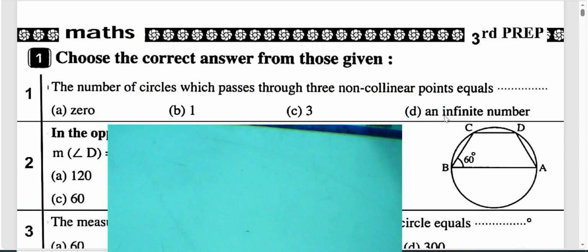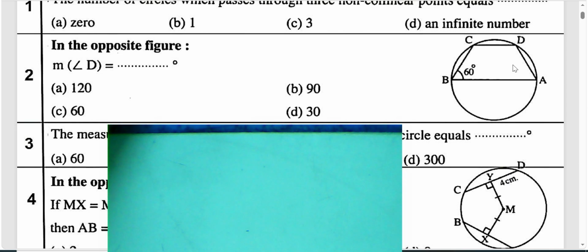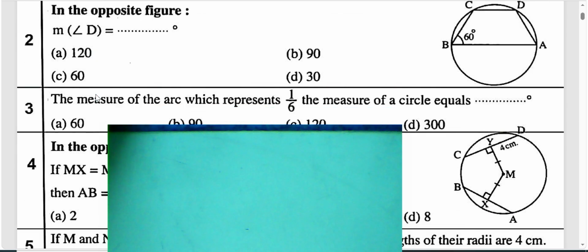Next question, number 2. In the opposite figure, we want to find the measure of angle D. Look here, we have a cyclic quadrilateral. ABCD is a cyclic quadrilateral because all vertices lie on the circle. Given the measure of angle B is 60, then the measure of angle D will be 120, because the measure of angle D plus the measure of angle B equals 180. We call this supplementary angles. D and B are supplementary angles. The result will be 120 degrees. Measure of angle D equals 120 degrees. Choose letter A.